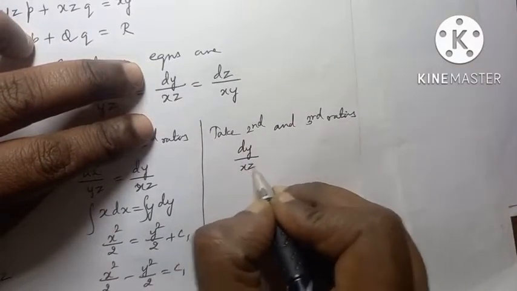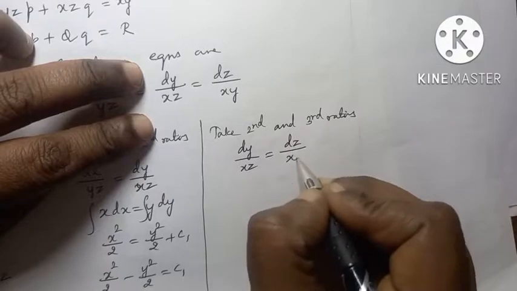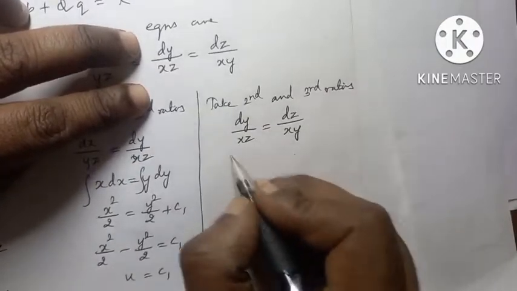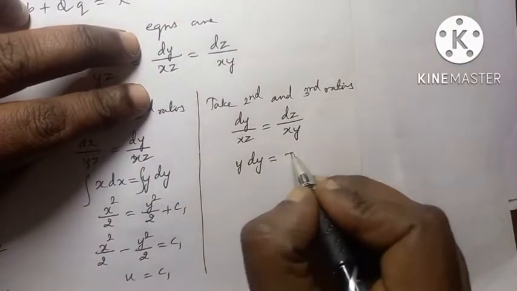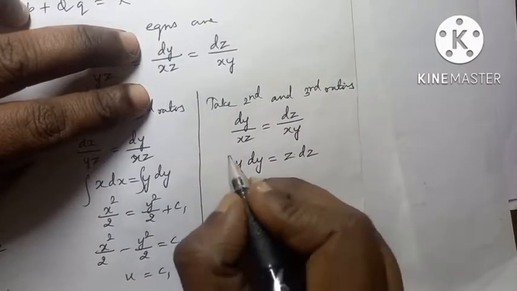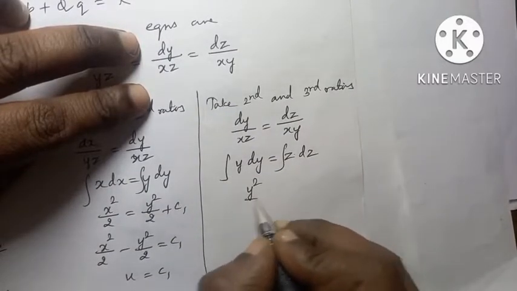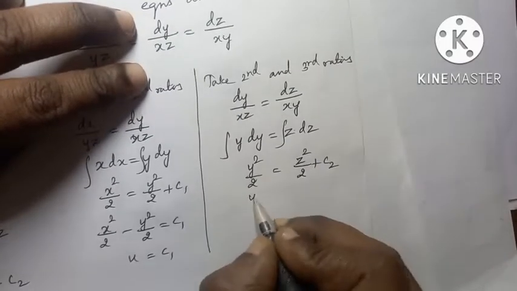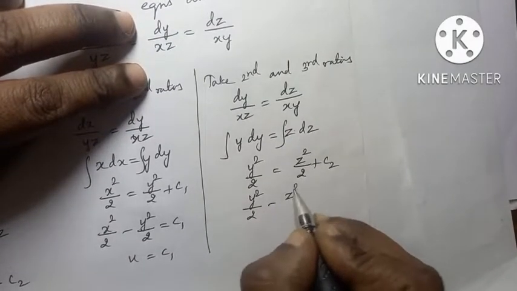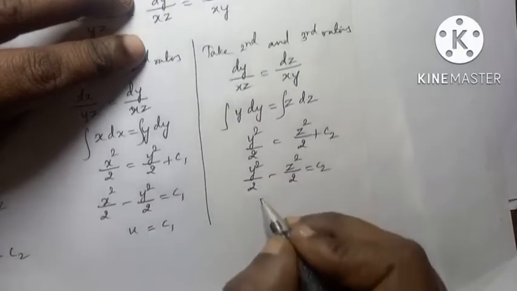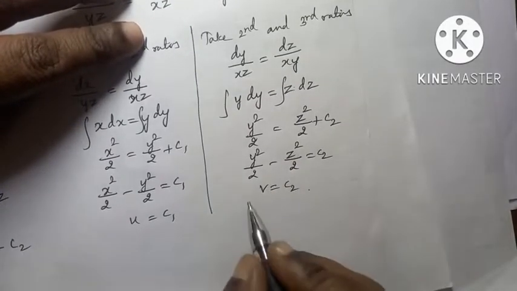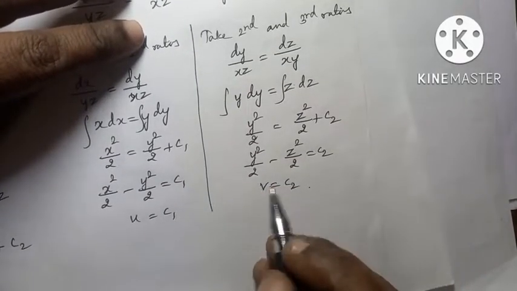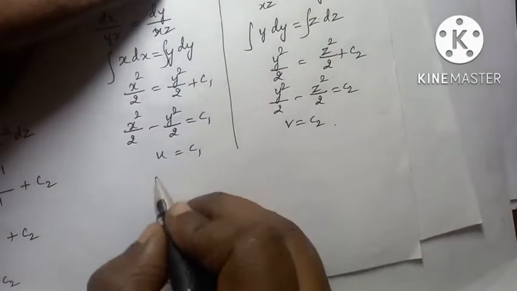Take second and third ratios. dy by xz equal to dz by xy. x gets cancelled. y dy equal to z dz. Integrating, y square by 2 equal to z square by 2 plus c2. y square by 2 minus z square by 2 equal to c2. v is equal to c2. You can simplify this more, or you can stop.